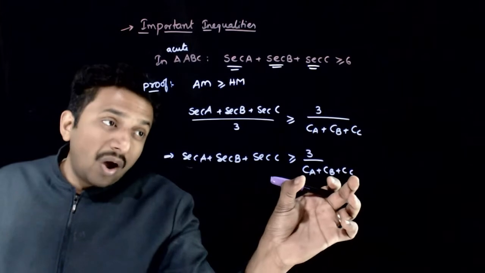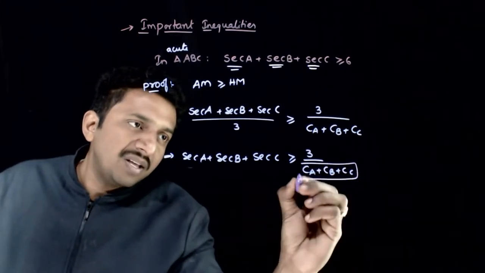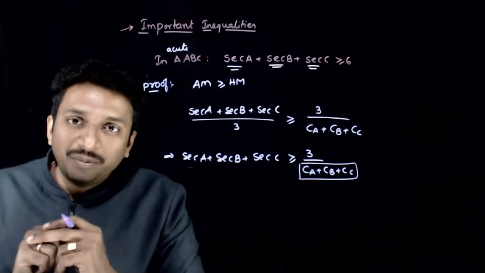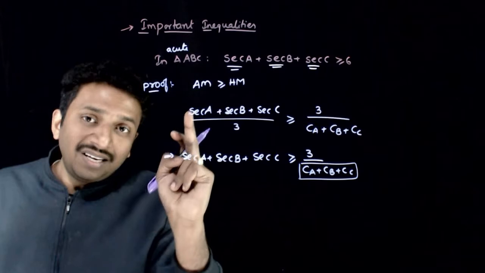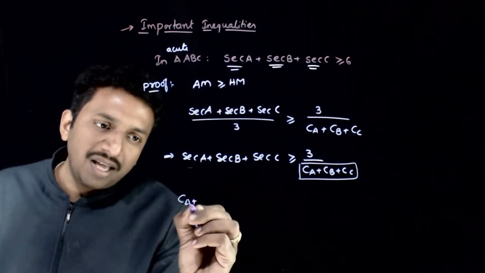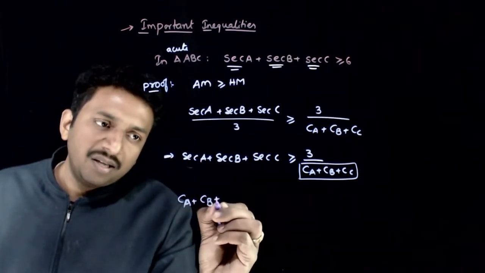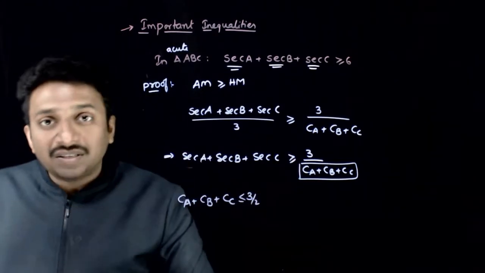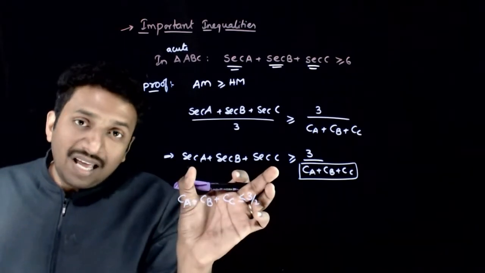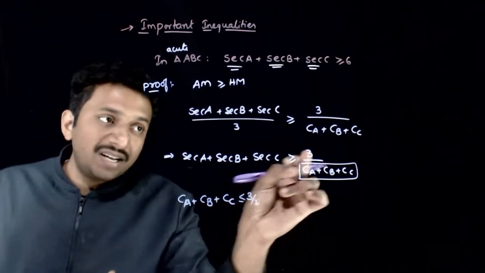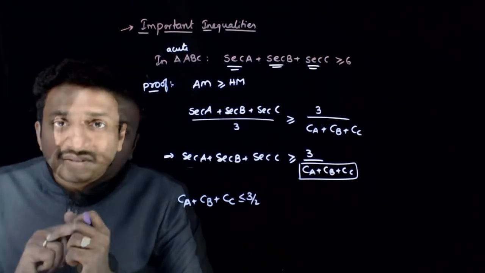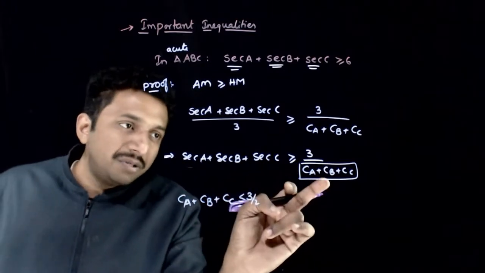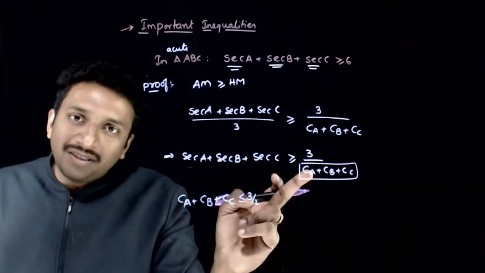So now we have already seen this. We have already derived the condition that cos A plus cos B plus cos C will always be less than or equal to 3 by 2. The maximum value of this is 3 by 2. So secant A plus secant B plus secant C is always greater than 9 by whatever is the value of this. And to get the minimum value of secant A plus secant B plus secant C, we substitute the maximum value of cos A plus cos B plus cos C in the denominator.